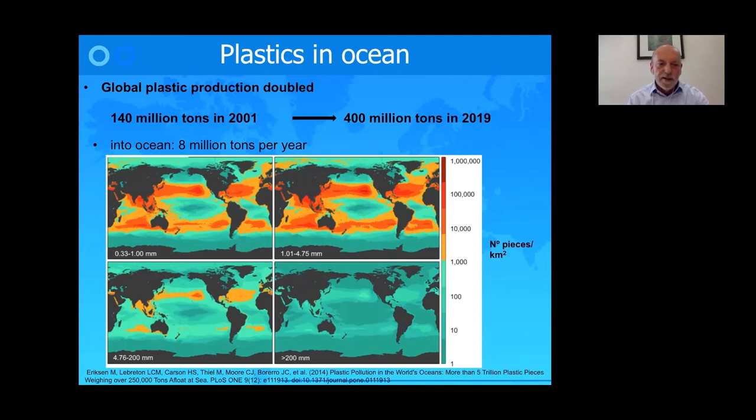And what is shown here is essentially the accumulation of plastic material according to the size. So these are small fractions in the upper left panel, from 0.33 millimeter to 1 millimeter particles. And then here the larger size fraction. And then the bigger fractions are less abundant, of course. So the smaller the particles, the more abundant they are. And they accumulate particularly in this gyre system in the Pacific, but also in the Atlantic gyre system. These are clockwise circulation patterns here, where the water masses are flowing in this direction, clockwise, where essentially plastic becomes entrapped.